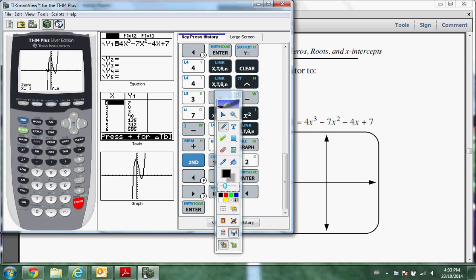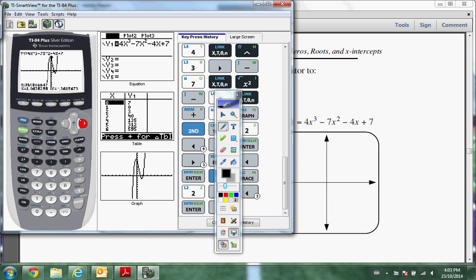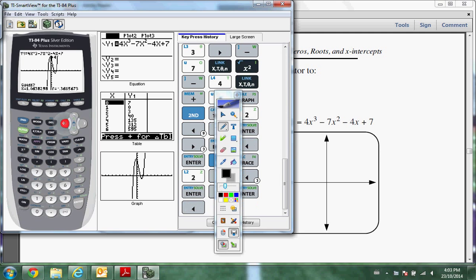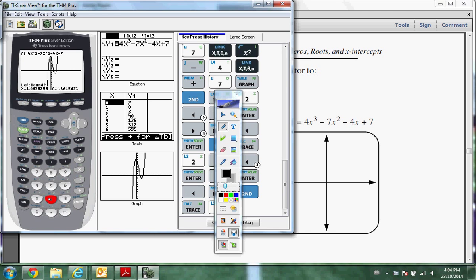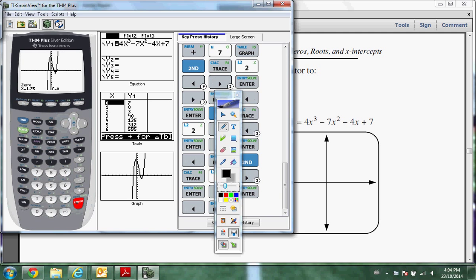Okay. And then second trace, zero again. Going for left bound. There's left bound. We'll just barely below it, right bound. And then click close to it. Positive 1, so I have negative 1, positive 1 so far. And my last one. Left bound, enter. Right bound, enter. Close to, enter, 1.75. Okay, so we have negative 1, 1, and 1.75.